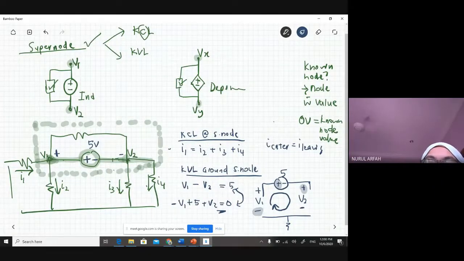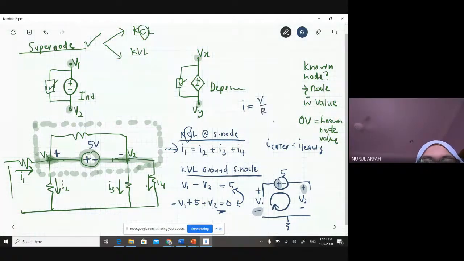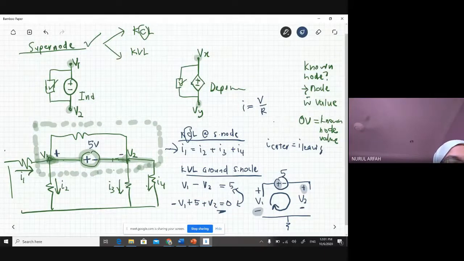Oh, by the way, this is not yet finished. If you give me I1 equal to I2 plus I3 plus I4, this is not yet finished. So what should you do? You need to find the current here. What is the current? According to our Ohm's law, current is equal to V over R. Yes, V over R. So look back at your circuit. Maybe this is Vs.